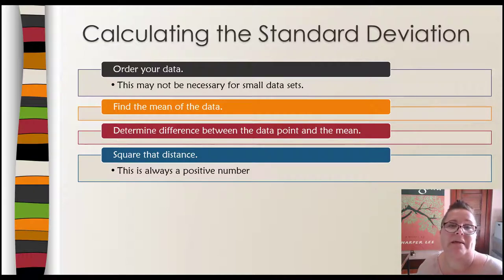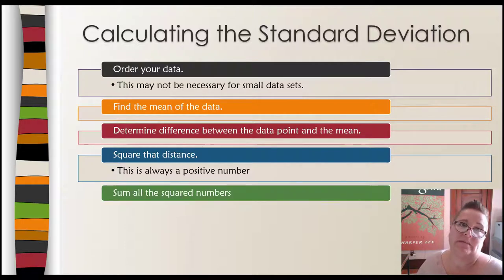This will always be a positive number. If you're typing it into your calculator and getting a negative number, that is because you are typing it into your calculator incorrectly. Remember, a negative times a negative is a positive. So even if the difference is a negative number, when you square it, you should get a positive number.